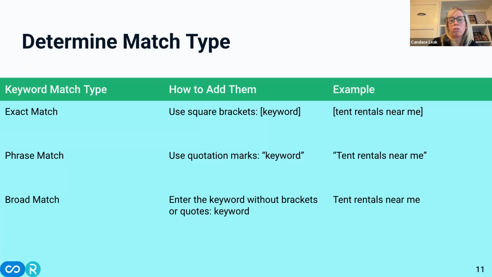Phrase match offers more flexibility. It displays ads for searches that include your keyword in the same order, making it great for capturing intent while still maintaining control, though it may miss some variations. So this one, like tent rentals near me, may also do nearby tent rentals. So it's really close. The intent's the same.